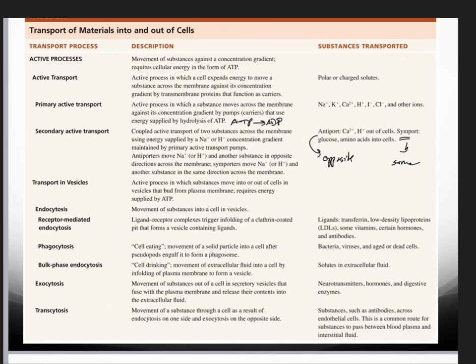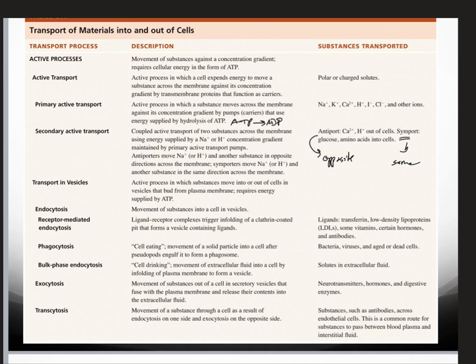We can go by receptor-mediated endocytosis, where there's a ligand receptor complex that triggers enfolding of a clathrin-coated pit that forms a vesicle containing the ligand. So what ligands are we talking about? Transferrin, low-density lipoproteins, LDL, a form of cholesterol, some vitamins, certain hormones, and antibodies.